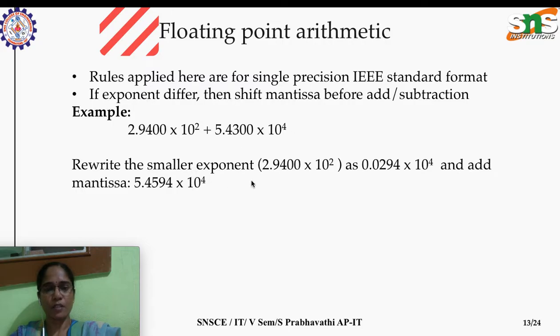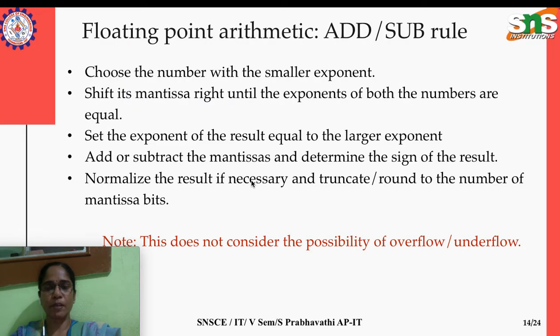With this little note, we will see the rules applied for all four basic arithmetic operations. For addition and subtraction, this rule is applied. Follow these five steps carefully for carrying out floating point addition and subtraction. Choose the number with the smaller exponent, as we saw in the previous example. After choosing it, we need to shift its mantissa right.